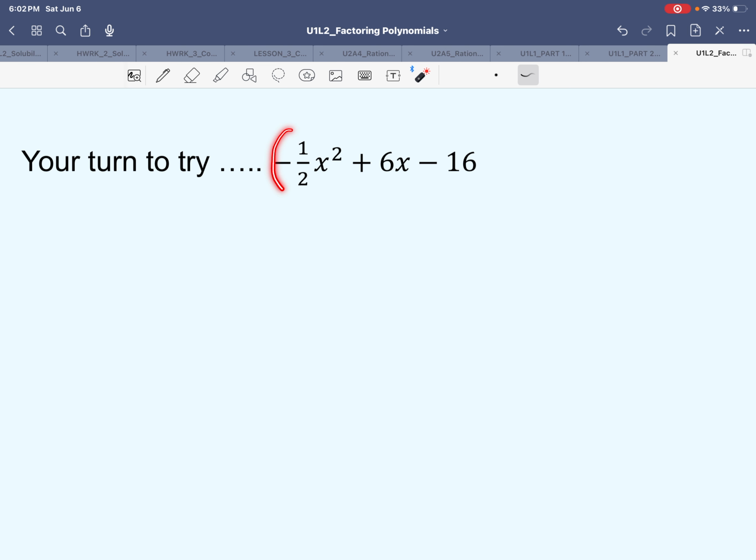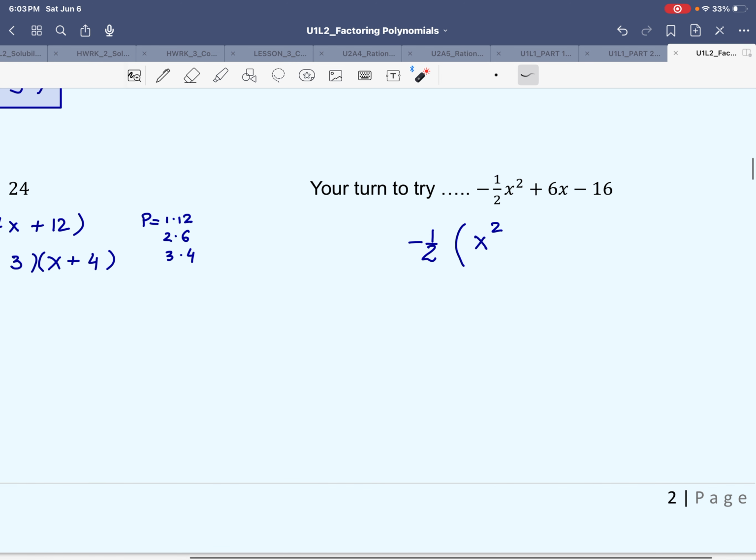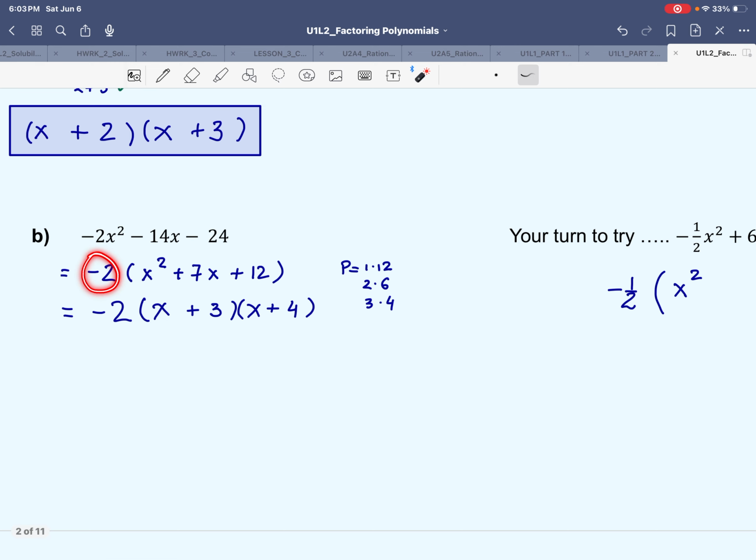So again, as you can see here, we have a negative coefficient. We want to take this out. And negative 1 over 2 is a greatest common factor. I take this out with confidence because I see that the other numbers are even. So we're left in here with x squared, and now we have to figure out what this becomes. Now remember that whenever we take out a common factor, let's say we take out negative 2, when you figure out what's left of negative 14, you go negative 14 divided by negative 2, 7. Or negative 24 divided by negative 2, 12.